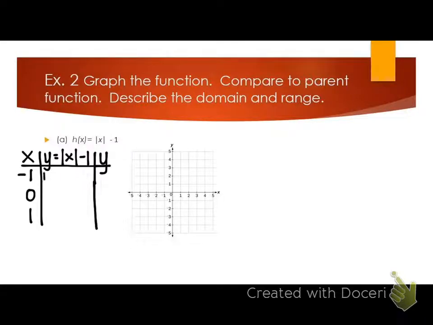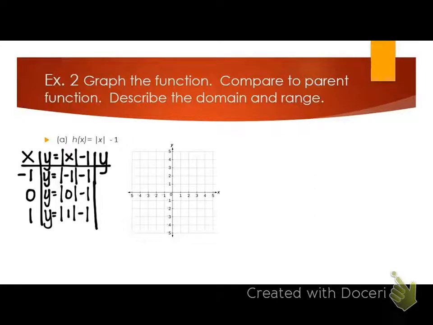All right, let's plug it in. We have y equals the absolute value of negative 1 minus 1. Y equals the absolute value of 0 minus 1. And y equals the absolute value of 1 minus 1. Now, which part of this function are we going to have to figure out first, Tristan? Because we have the absolute value and then we have subtraction. So which part are we going to have to do first? Nope. The absolute value. Very good.